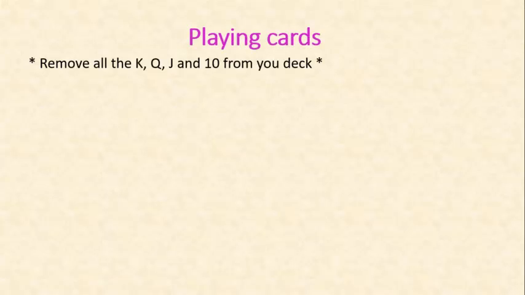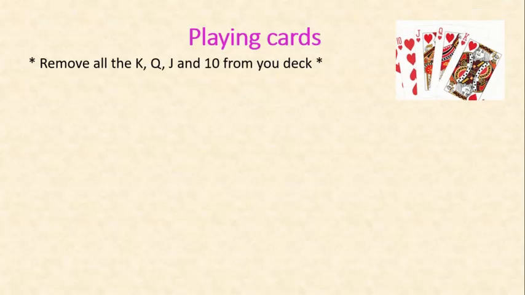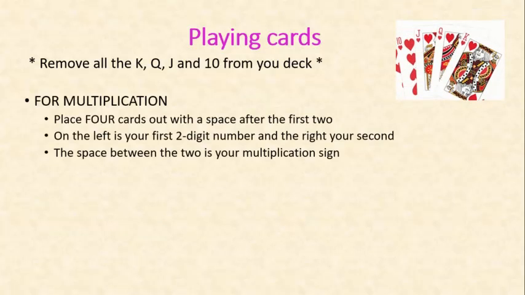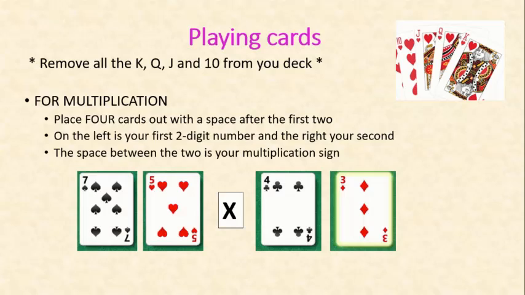So, playing cards. Remove all the kings, queens, jacks, and tens from your deck. For multiplication, place 4 cards out with a space after the first 2. On the left is your first 2-digit number, and on your right is your second 2-digit number. The space between the two is your multiplication sign. So there's an example. 7 and 5, which becomes 75, times 4 and 3, which is 43. So it's 75 times 43.